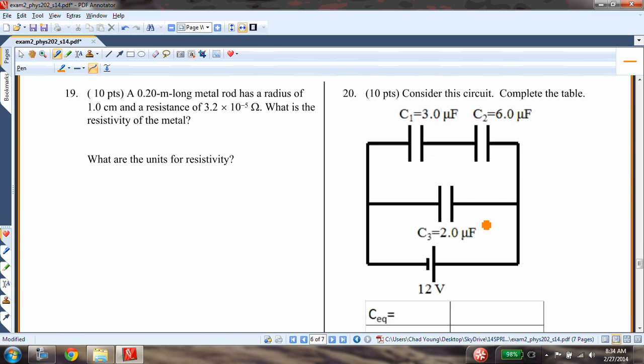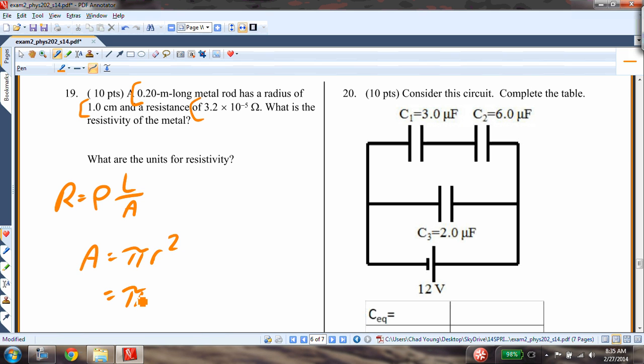A couple more questions. These are pretty straightforward. These are largely, basically from the homework. Here I have the length of a rod. There's the radius. I have the resistance. What is the resistivity of the metal? Well, resistance is rho L over A. In the course of this, I'll need to find the area, pi r squared. So I'll go and do that.